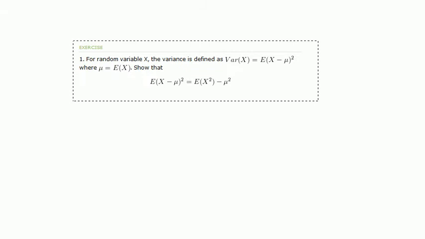Here's a useful result concerning the variance of a random variable, which you've probably seen in your stats class. For random variable x, the variance is defined as this thing here. Show that this expression. Now the thing is that this expression on the right hand side is easier to calculate than the expression on the left. Let's see why.